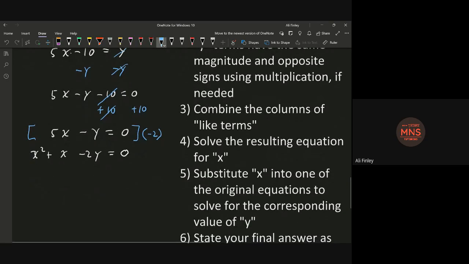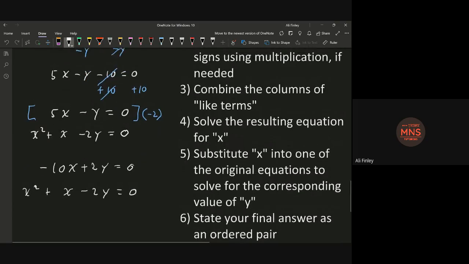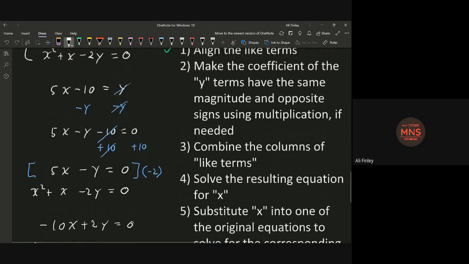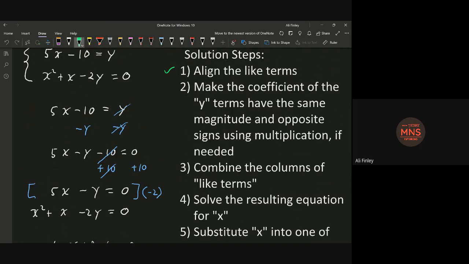Now the first equation will become -10x plus 2y equals -20. And then we'll have x squared plus x minus 2y equaling 0. And you may notice something already happening here, mathematician. When we do that, the coefficients of the y terms have the same magnitude but opposite signs, which is really great for us. So the second step is accomplished.